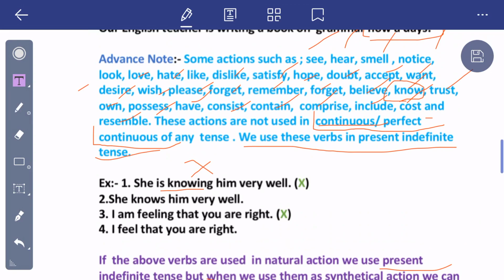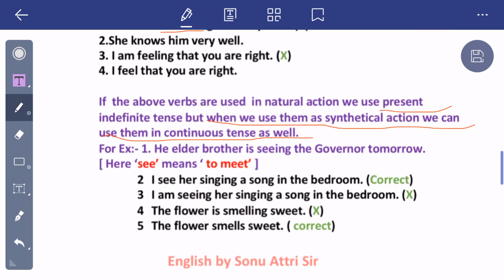Okay, so what is that? Let's have a look at the first sentence. I see her. Okay, the first sentence is this one: Her elder brother is seeing the governor tomorrow. Actually there should be "his" here. So his elder brother is seeing the governor tomorrow. What is he seeing there? Here "see" means to meet. It means his elder brother is meeting the governor tomorrow.